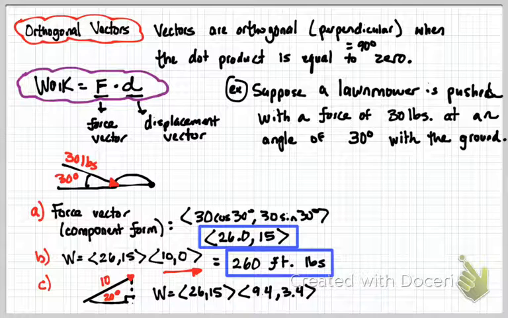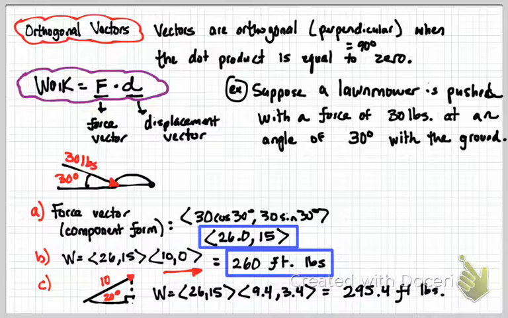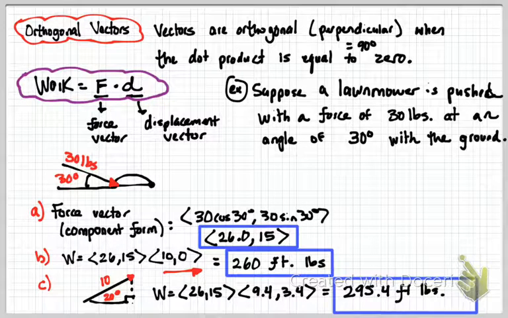All right. Once you get 9.4 and 3.4, this should make sense. 9.4 is a little bit shorter than 10, and 3.4 up. What's my final dot product? 295.4 foot-pounds. And this should even make more sense.